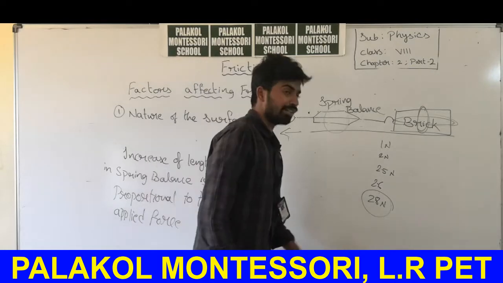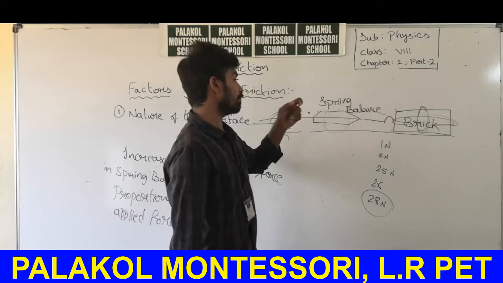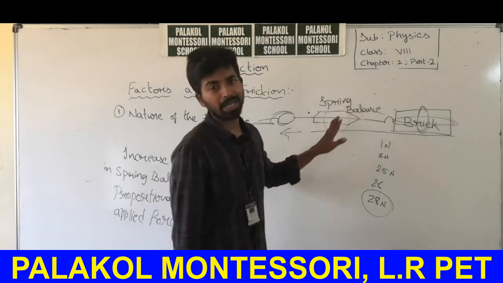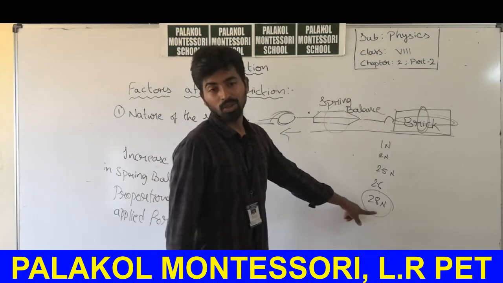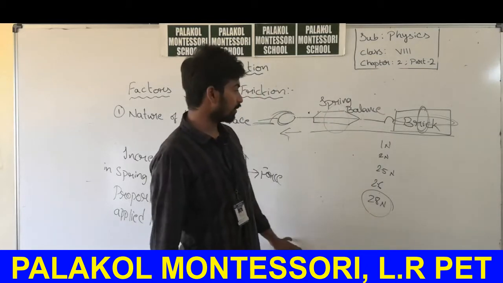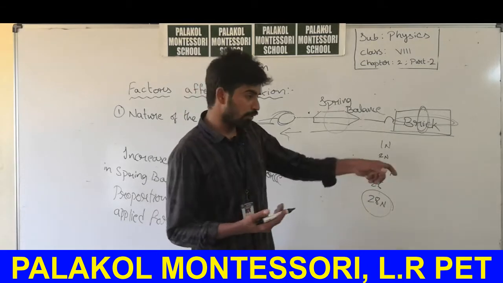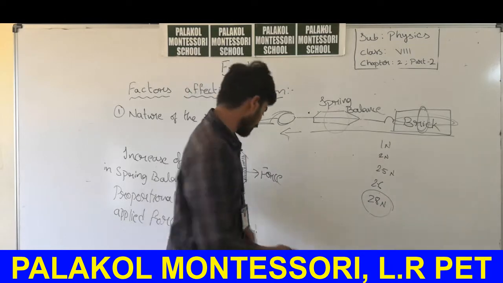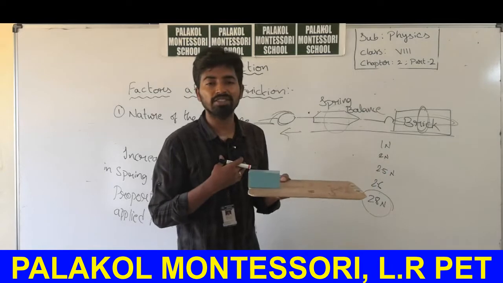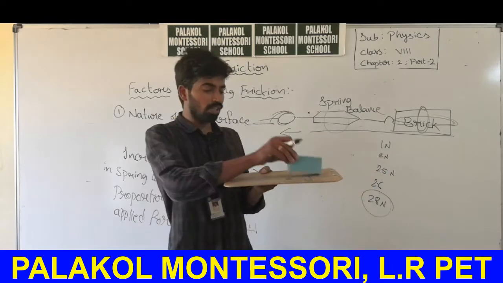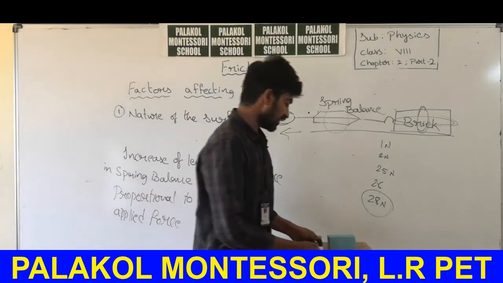You can move the brick without any help of a spring, but why have you connected a spring balance? To find out the readings, you need to connect the spring balance. How can you know the force value? You have moved the brick; what is the amount of force you have applied? Here, as I can move this object, how much force did I apply? To measure that force, you have added the spring balance. That is the reason behind adding the spring balance.